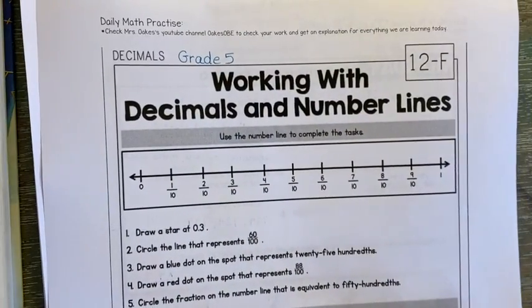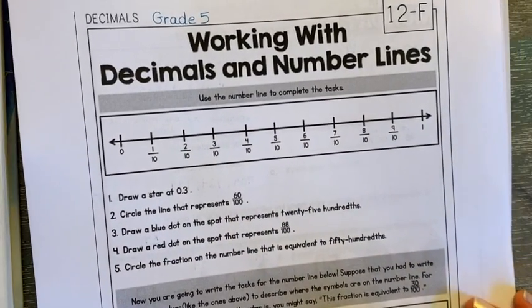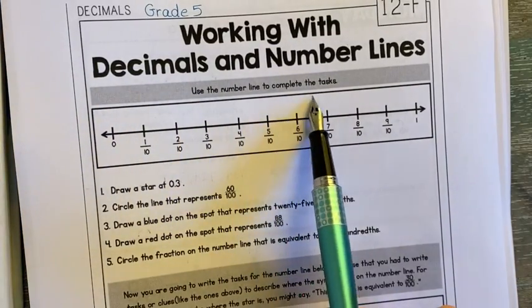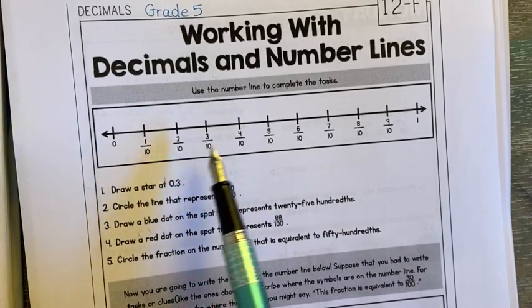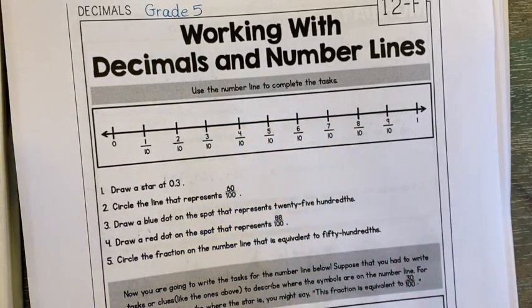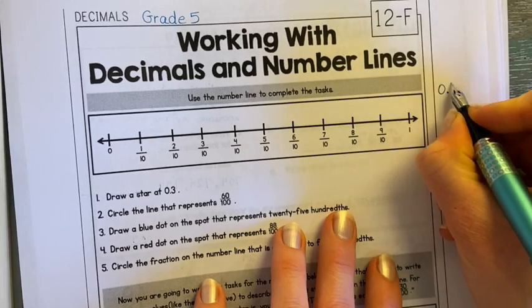Now, I am going to flip the page, and we are going to work on the next part. This is working with decimals and number lines. We have been working with fractions and number lines, and now we're going to be working with decimals and number lines. It says, use the number line to complete the task. So here is our number line. I have 0, 1 tenth, 2 tenths, 3 tenths, 4 tenths, 5 tenths, 6 tenths, 7 tenths, 8 tenths, 9 tenths.